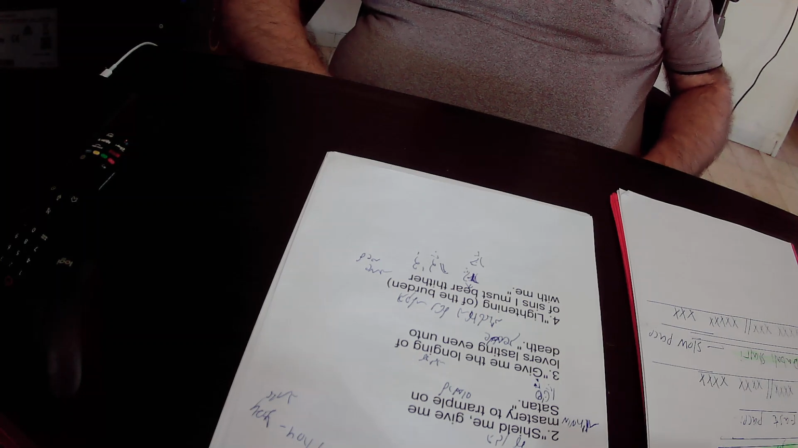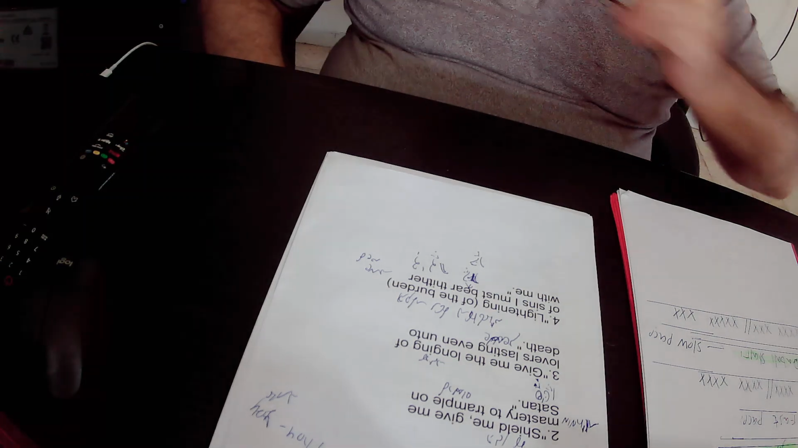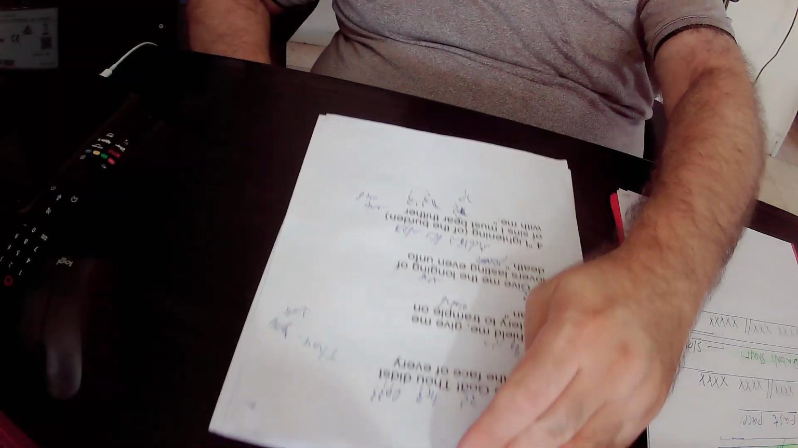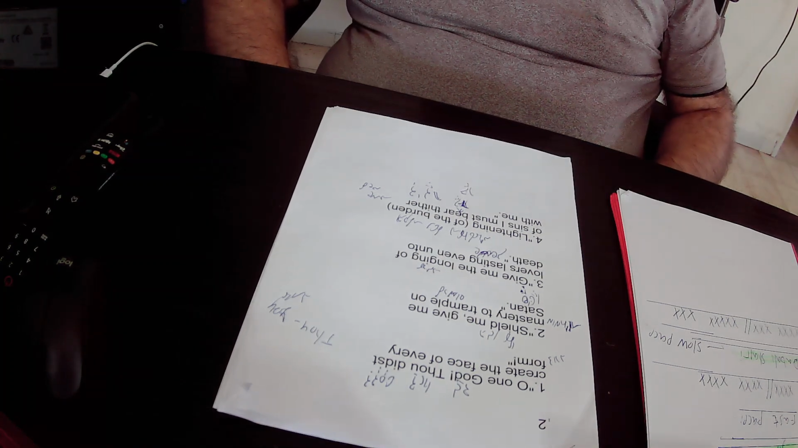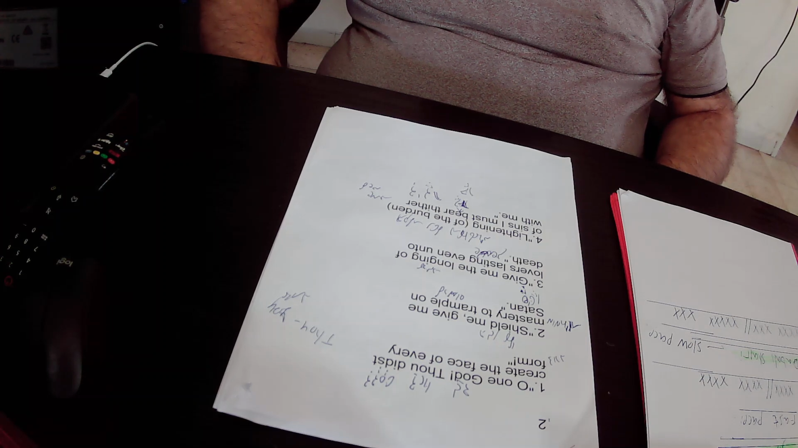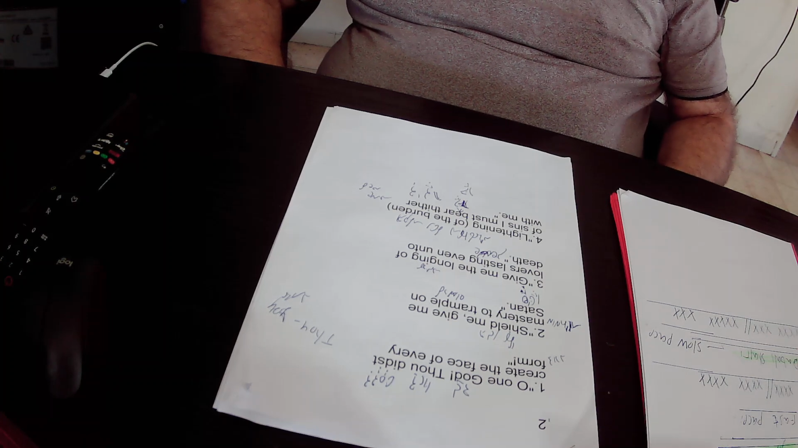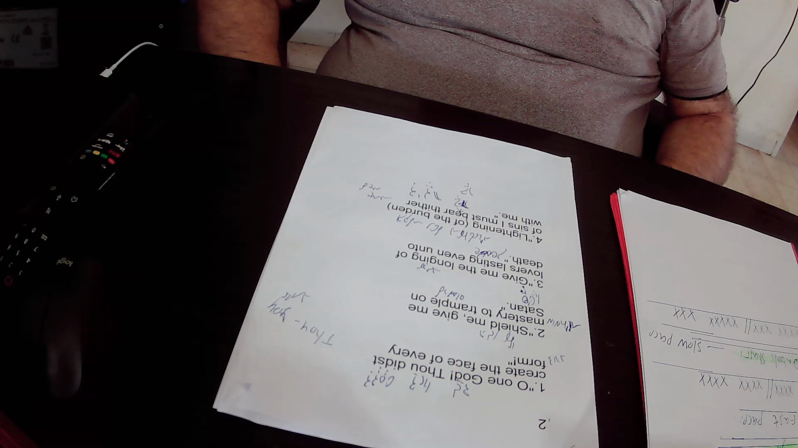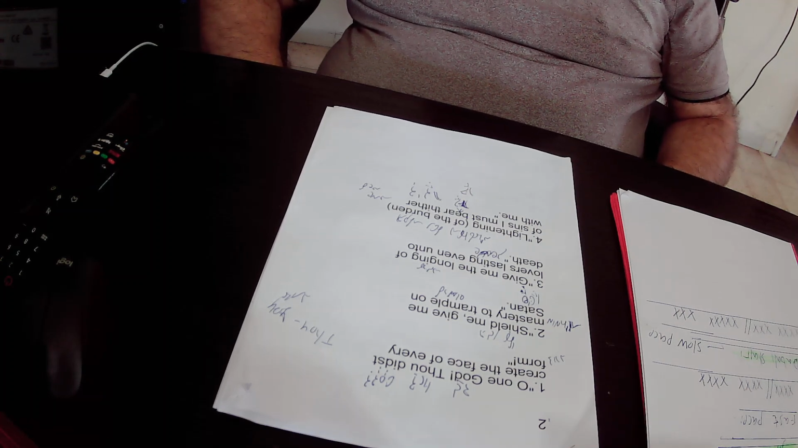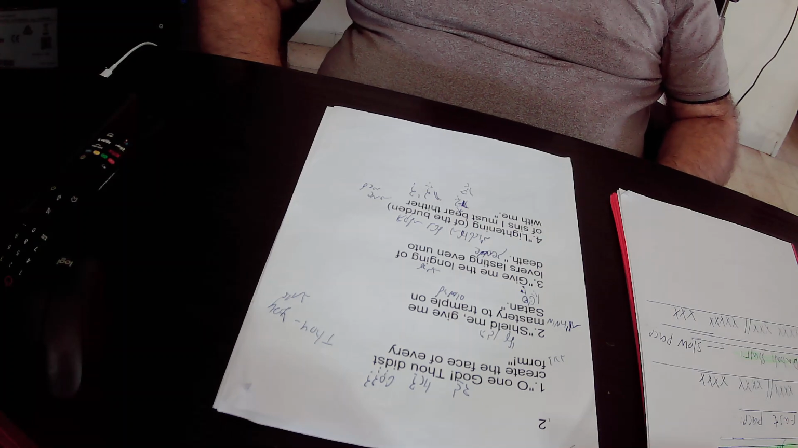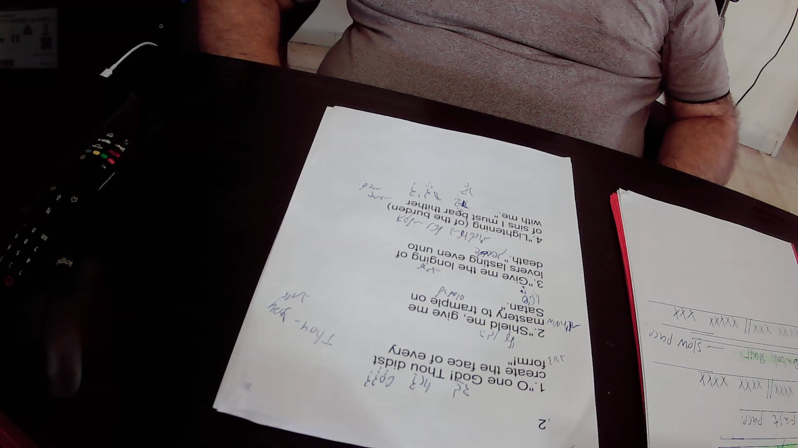So, in stanza number 2, the poet praises God that created the universe, and he asks from God that God protect him and shield him from the Satan, and also he asks from God that God should give him the longing of lovers lasting unto death. And finally, the poet asks from God that God should lighten the burden of the sins that he must bear with him.